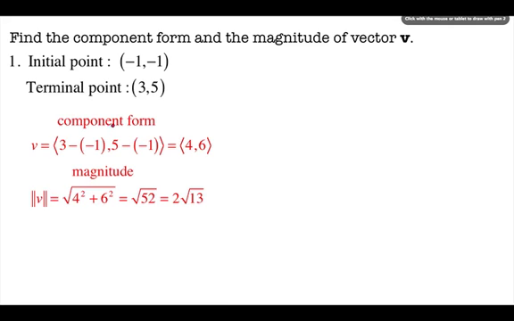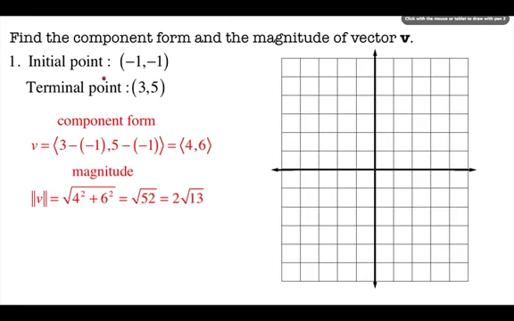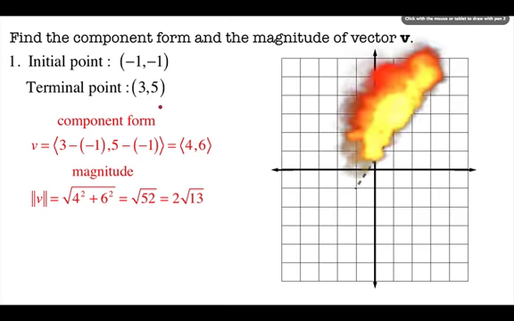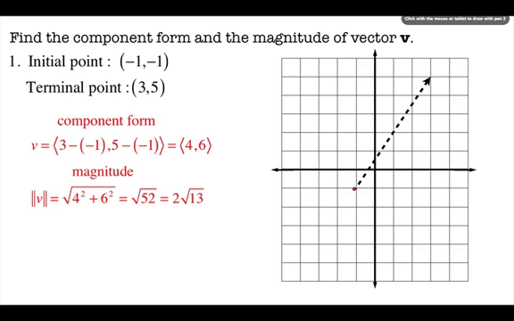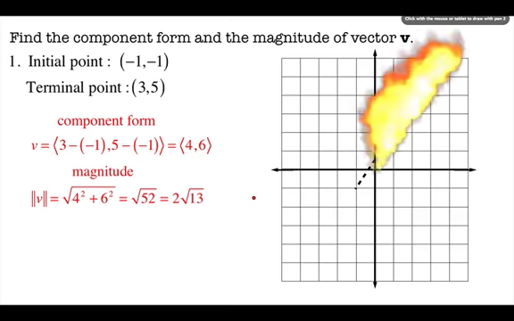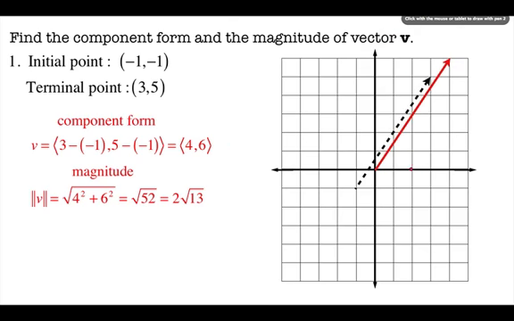Now, let me explain what this means graphically. So if you were to graph the initial point and the terminal point, it generates this vector. This is your initial point, terminal point. What is component form? If you were to graph this vector in component form, this is what you get. From the origin, you go to the right 4 and up 6. So notice that when you come up with component form, you're basically generating the same vector, but the initial point is the origin.